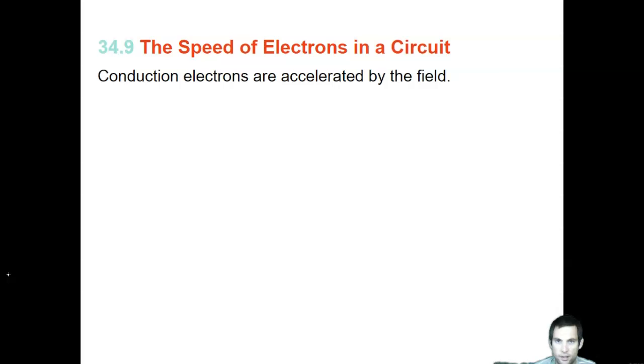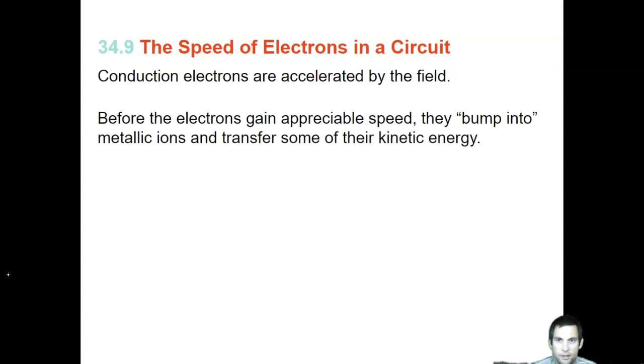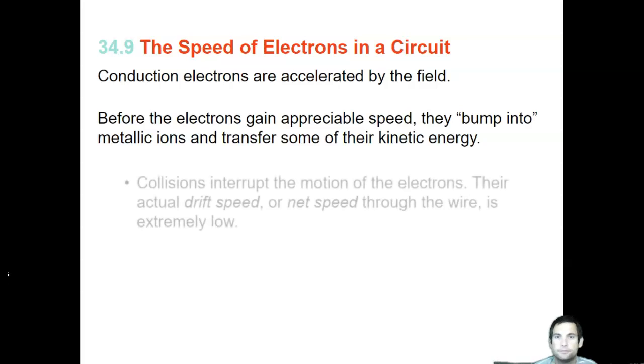Conduction electrons are accelerated by the field. Before the electrons gain appreciable speed, they bump into metallic ions and transfer some of their kinetic energy. So before they get up to speed, there's a collision. And whenever there's a collision, you're going to lose some energy, unless it were perfectly elastic, but that doesn't actually happen in the real world.